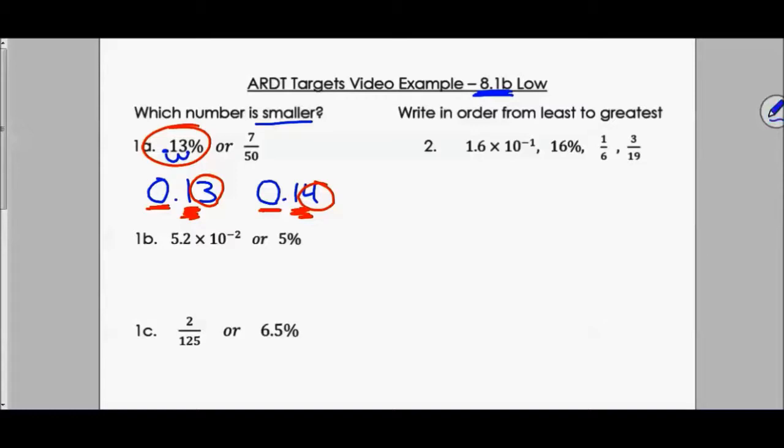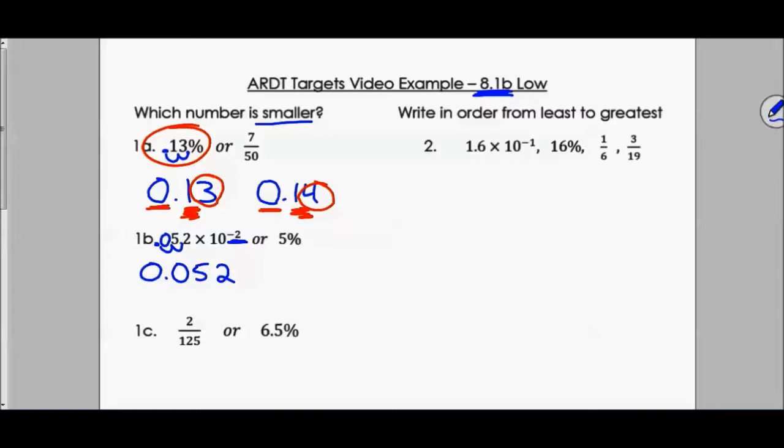On the next one, same thing. Let's change those to decimals. We're going to move the decimal place back 2 places to the left. That's 0.052. You could also, if you forget how to do scientific notation, that's really just a multiplication problem. You can multiply that out in your calculator. 5.2 times 10 to the negative second. It should give you that decimal.